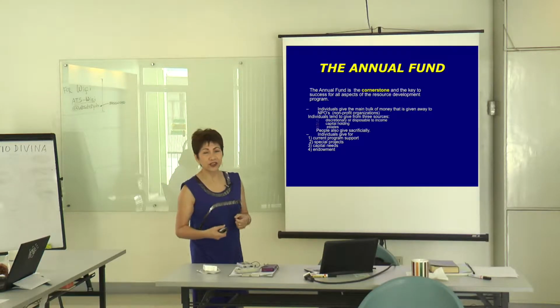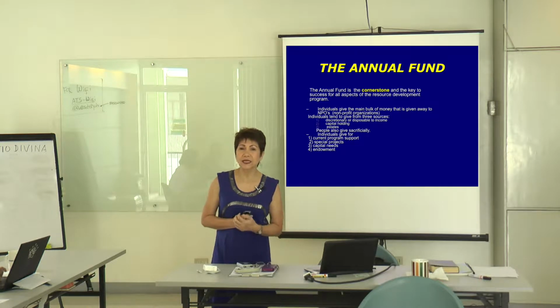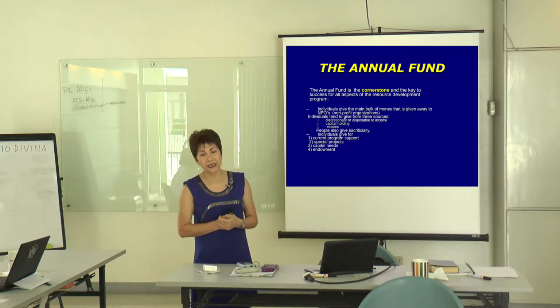And we saw earlier that individuals give the main bulk of money to nonprofit organizations. And what's beautiful about individual giving is that it is unrestricted. They just give to the operational expenses. They will not specify for you to put it in a particular project. And when you do an annual fund campaign, they know that it will be for your operation. It is the money you need to support your current programs. That's the annual fund.